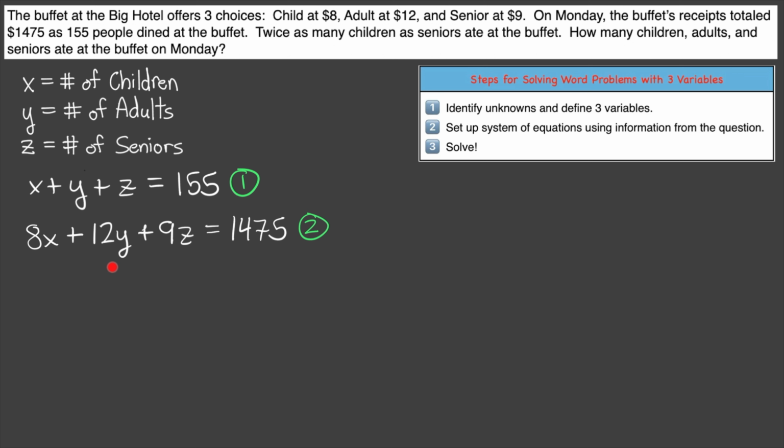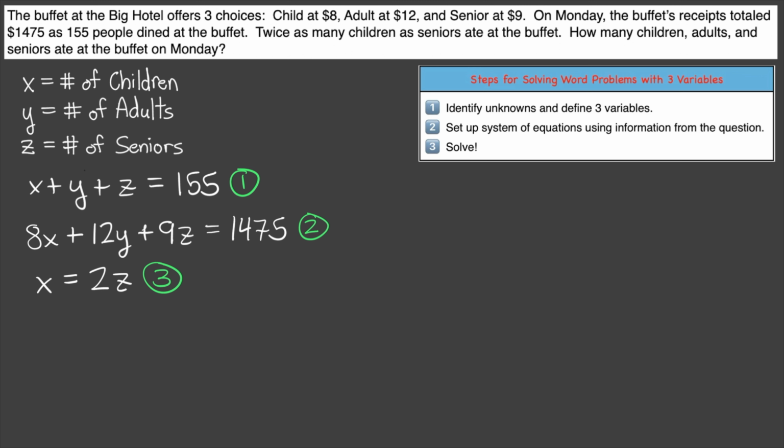And lastly, we need a third equation. They tell us that twice as many children as seniors ate at the buffet. So that means x, the number of children, was twice as big as z, the number of seniors. In order to make them equal, we need to multiply the number of seniors by 2 to equal the number of children. So x equals 2 times z, which is the number of seniors. So now we have our system of three equations. And lastly, we are going to solve.